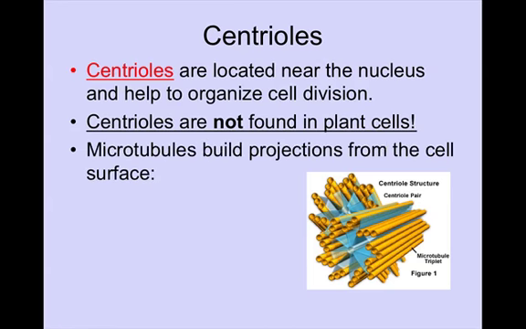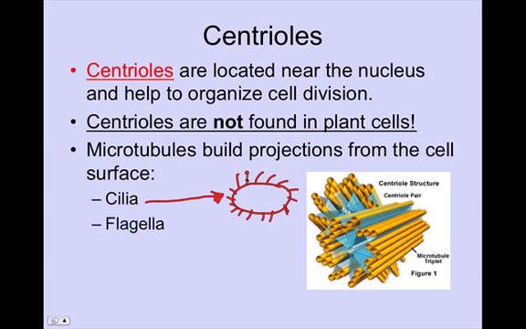Microtubules build projections from the cell surface. So for example, if there's a cell, what this means is these are projections from the cell surface. So these little lines coming out here, these little hair-like things, are called cilia, and they help single-celled organisms move.